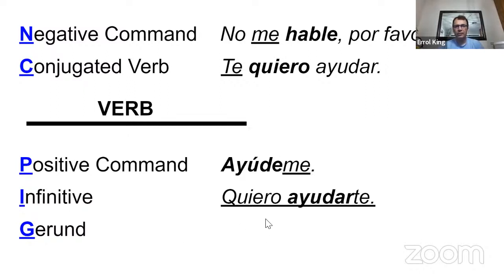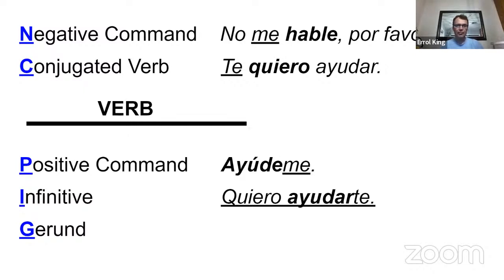I should note that we have the same sentence right here: te quiero ayudar with the conjugated verb, or quiero ayudarte. It's the same sentence. I have just chosen to put the pronoun in a different place. I chose to put it after the unconjugated verb, the infinitive, rather than before the conjugated verb. They are completely interchangeable. You can put it in either place and it means the same thing. So, before the conjugated verb or after the infinitive.